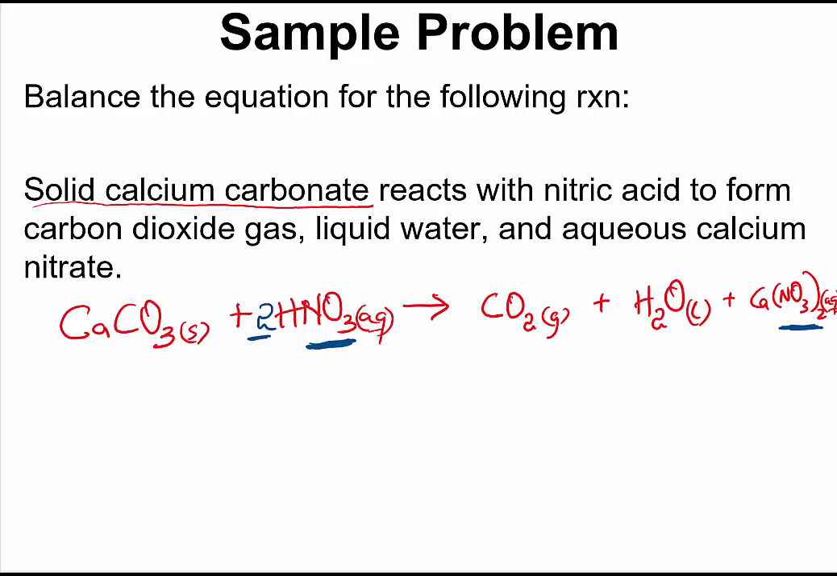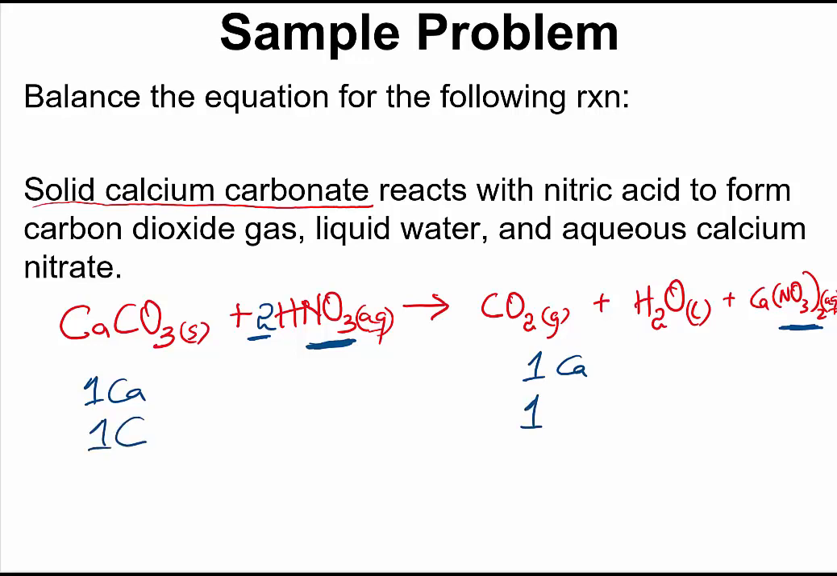Let us now check for all the other elements. On the reactant side, I have 1 calcium. On the product side, we have only 1 calcium. That is balanced. On the reactant side, we have 1 carbon.